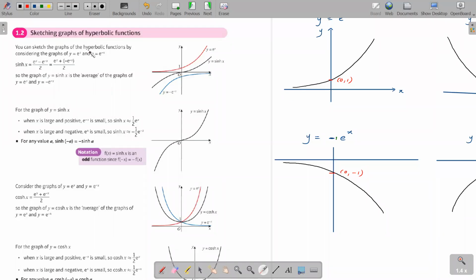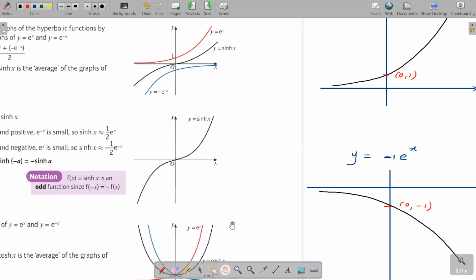All right, guys. So let's move on to this. They say here, in order to sketch the graph of sinh, look at the way we use these four graphs. Mainly we're going to use two graphs here. So look at what we've done here.